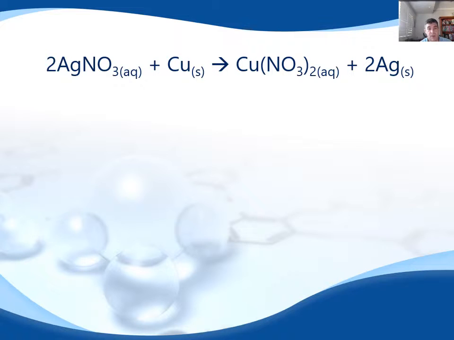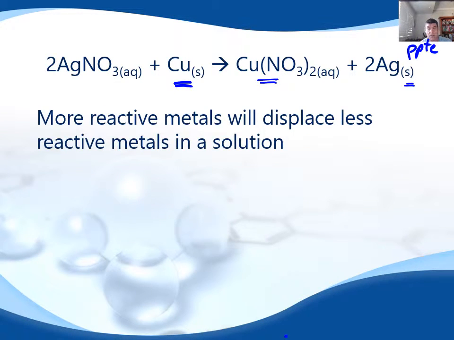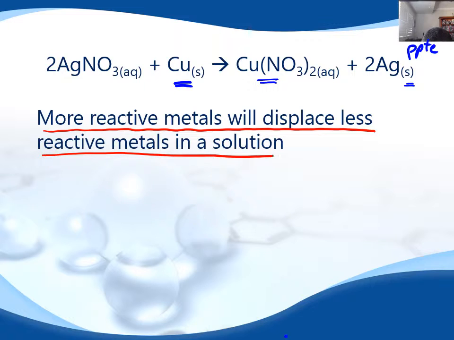So here's the overall equation. Silver nitrate in solution, copper solid, is going to displace the silver ions. It's going to push them out of solution, leaving us with copper nitrate and the silver solid. And this is our deposit. This is our precipitate over here. The general rule is that a more reactive metal will displace a less reactive metal in a solution. So this is really important. The more reactive metal will displace the less reactive metal in the solution.